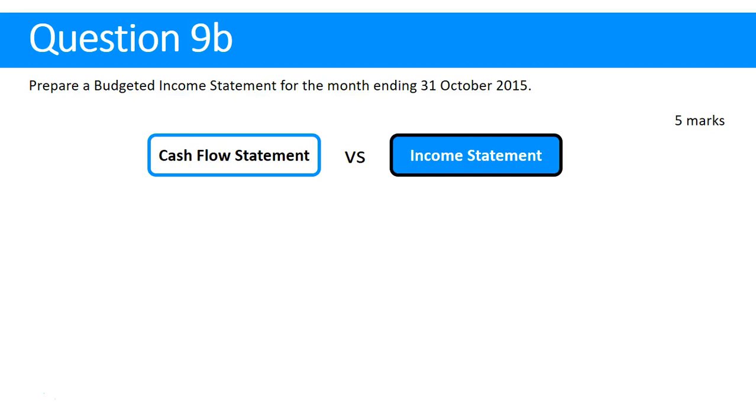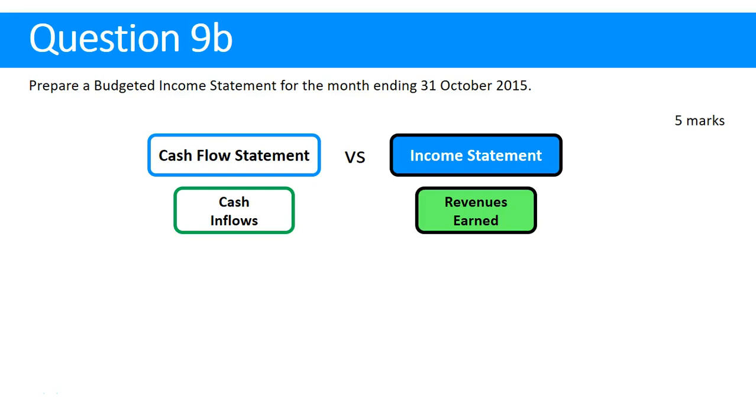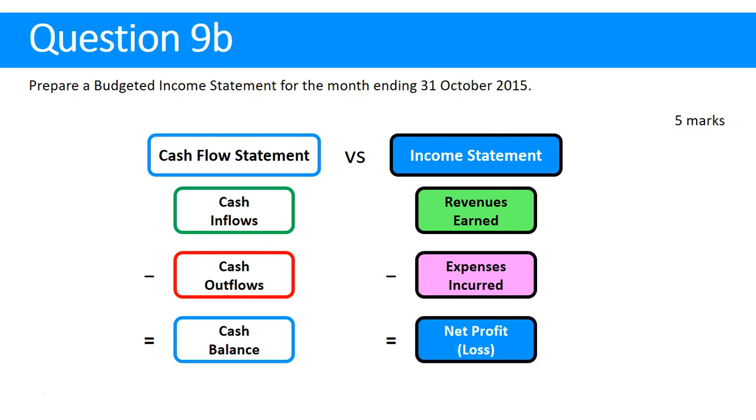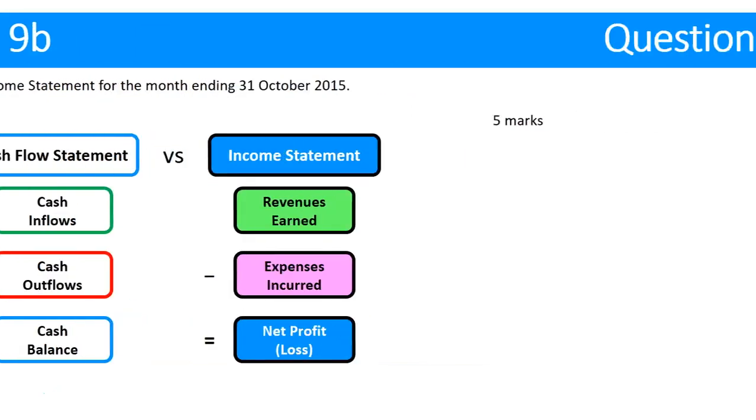So in your cash flow statement, all the inflows will come in. That's different to an income statement, which is actually revenues earned. So they're different concepts. In a cash flow statement, we minus away cash outflows, whereas in an income statement, we take out expenses incurred. And finally, in a cash flow statement, we're interested in how much the cash balance changes by the end of the period, whereas in an income statement, we're actually after how much net profit or loss we made. So once we've remembered that, we can now start to prepare our income statement.